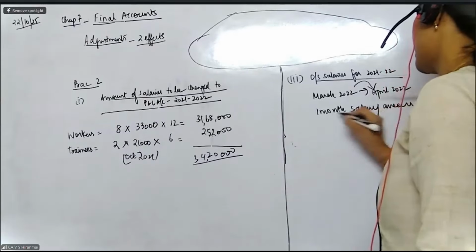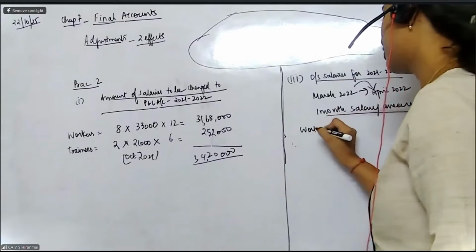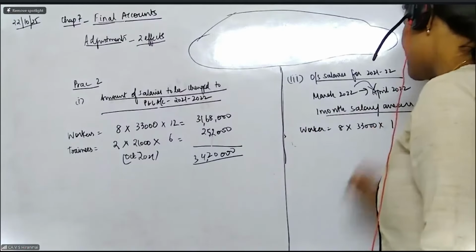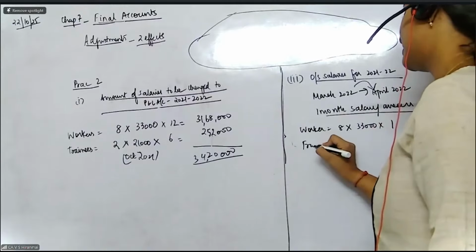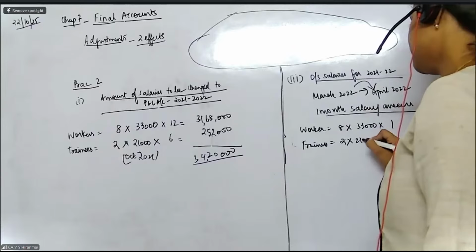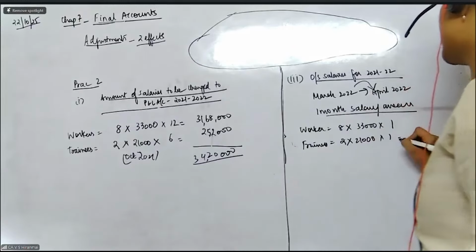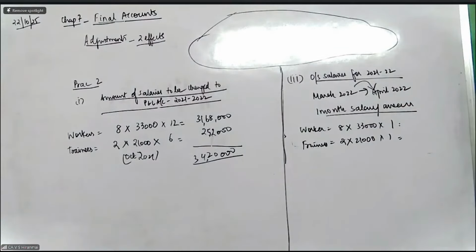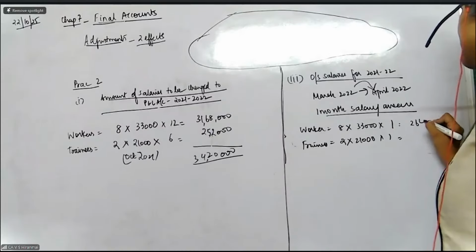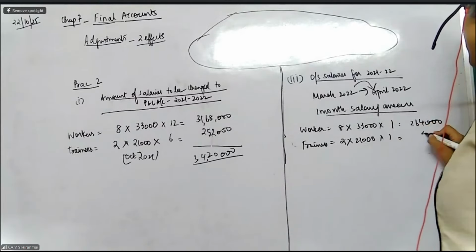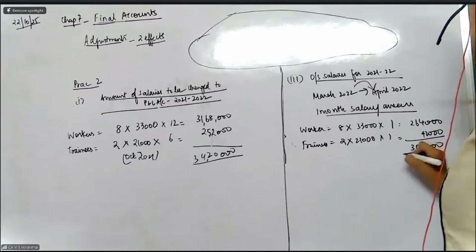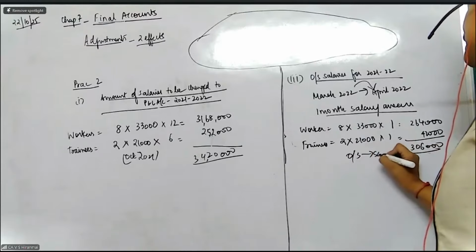Very, very important. So now I have workers. For workers, 8 workers into 33,000 into 1 month salary pending. And for the trainees, my dear students, it is 2 people, 21,000 into 1 month salary is pending. So now here it comes to 2 lakh and 64,000 and this is 42,000. So total is 3 lakh and 6,000 is the outstanding salaries.